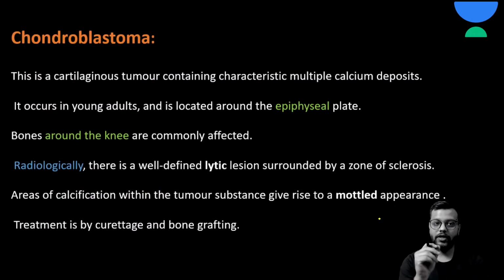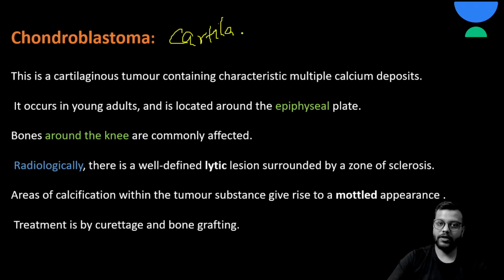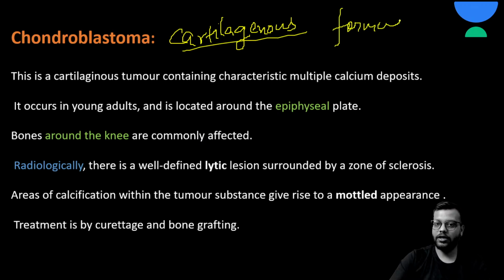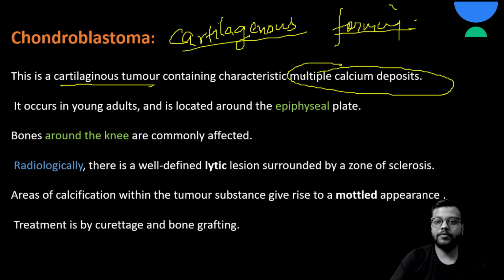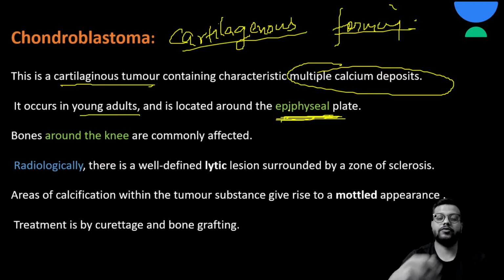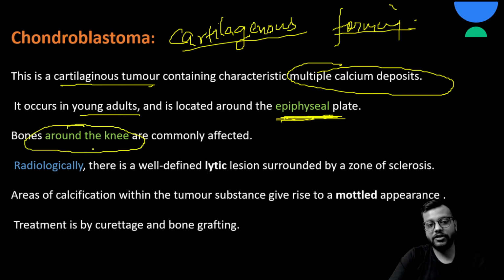Now chondroblastoma, the name itself tells you, it will be a cartilaginous benign tumor of bone and it is also a forming, not a lytic, type of lesion. The characteristic feature is it is a cartilaginous tumor but it will have multiple calcium deposits. Young adults and epiphysis mein common hoga. Isko aise yaad rakhna ki cartilage jo hoga woh epiphysis mein hi zyada hota hai, theek hai. So it is in the epiphysis around the knee, that is proximal tibia and the distal femur.